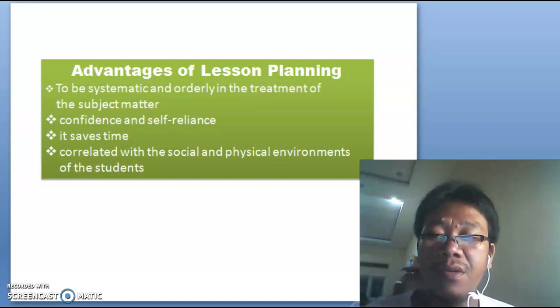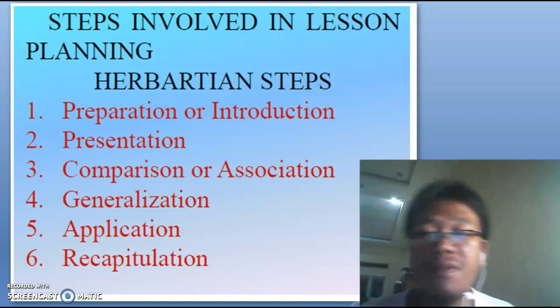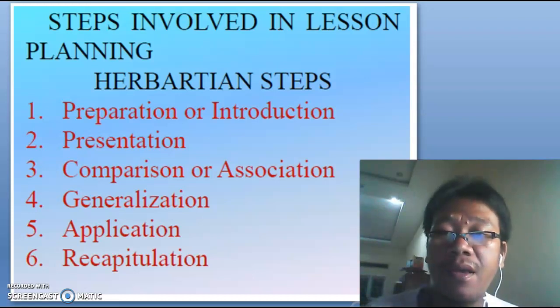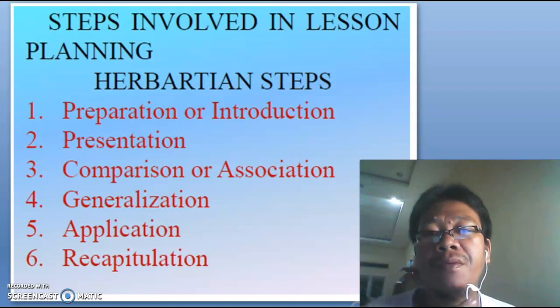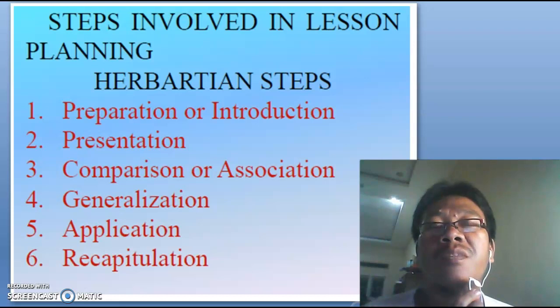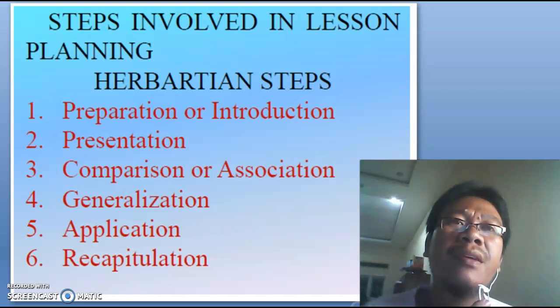Now we continue to the steps involved in lesson planning. Herbartian steps. There are 6 steps. The first is preparation. Preparation or introduction. It means that the teacher must prepare the students to receive new knowledge.